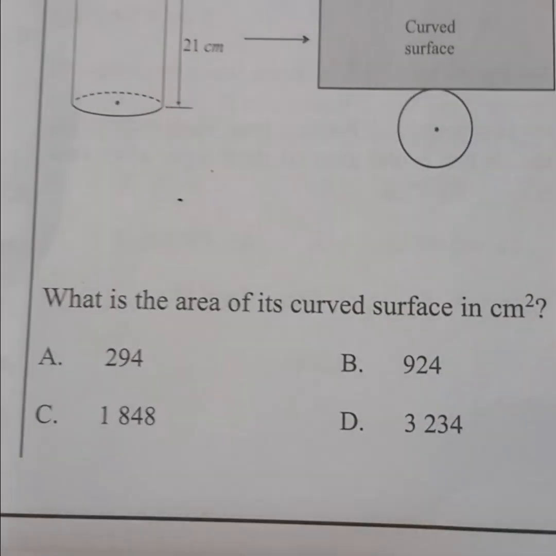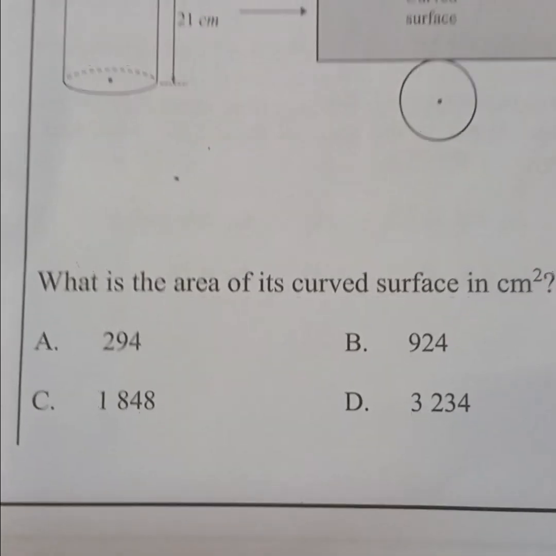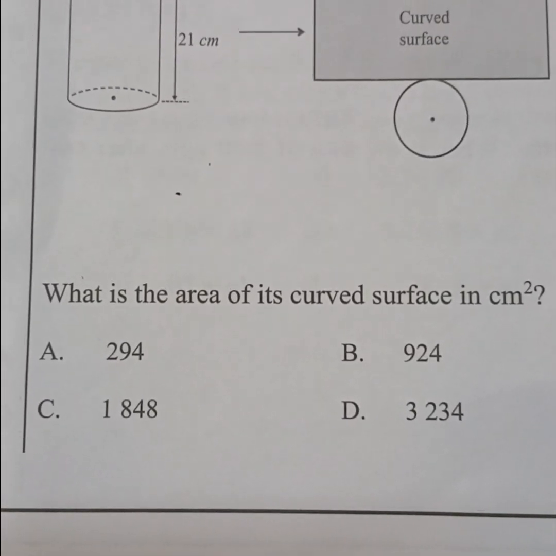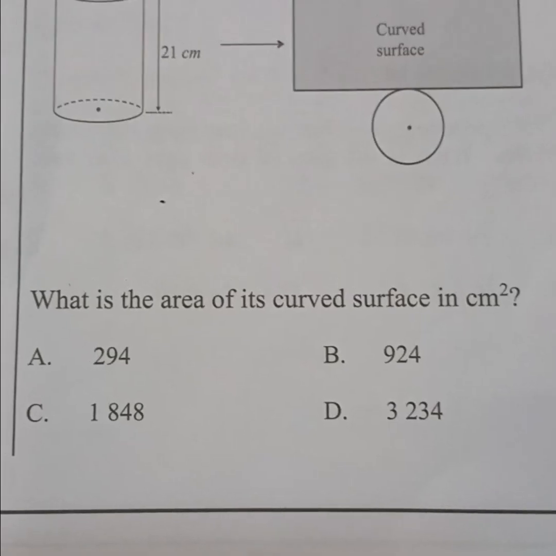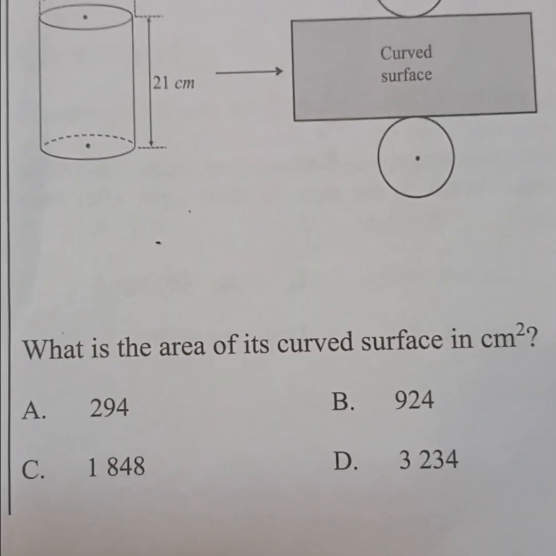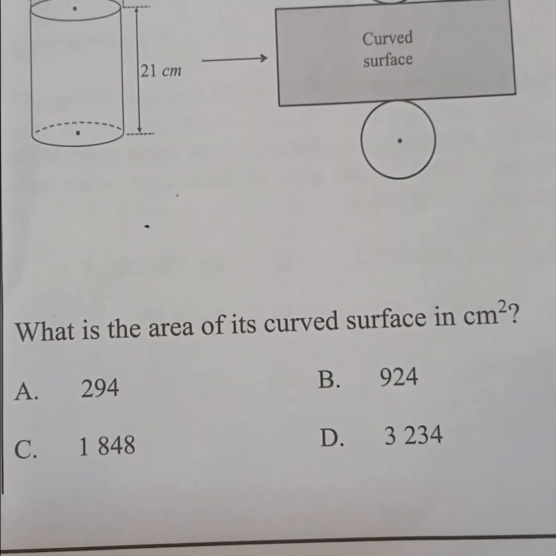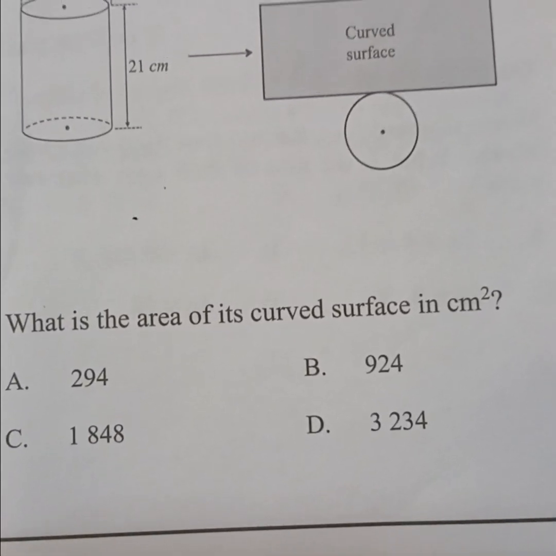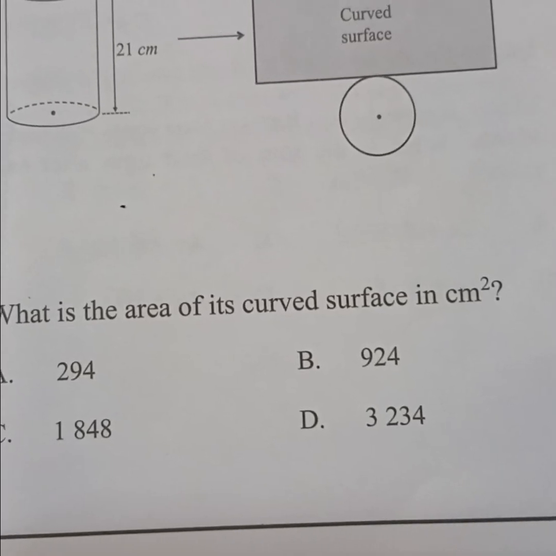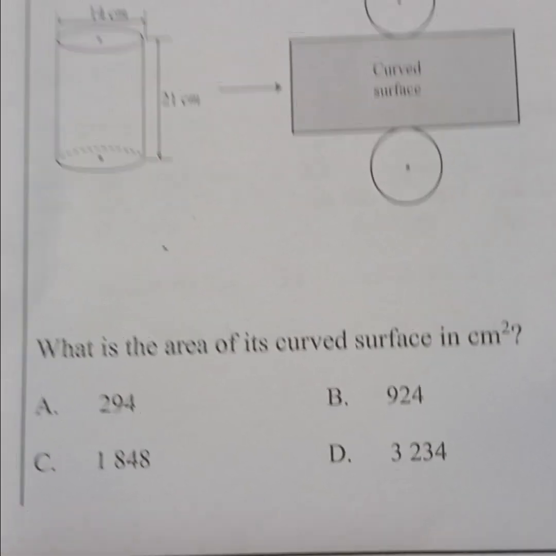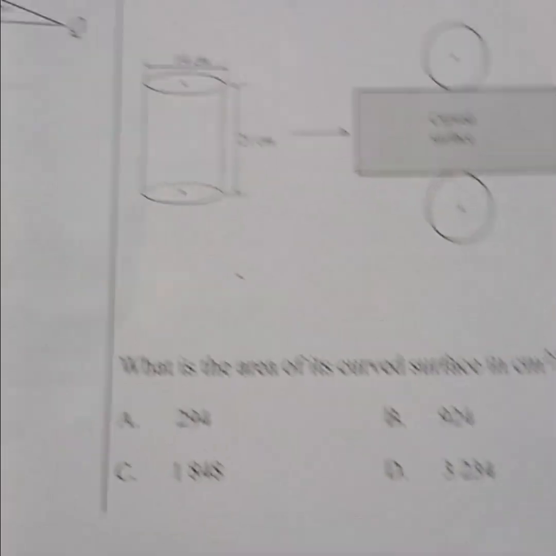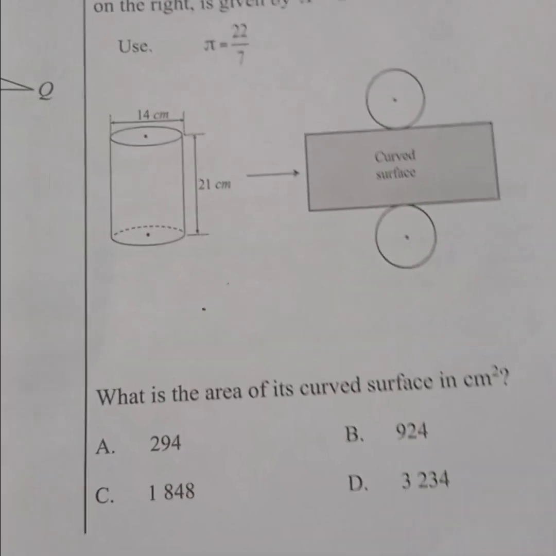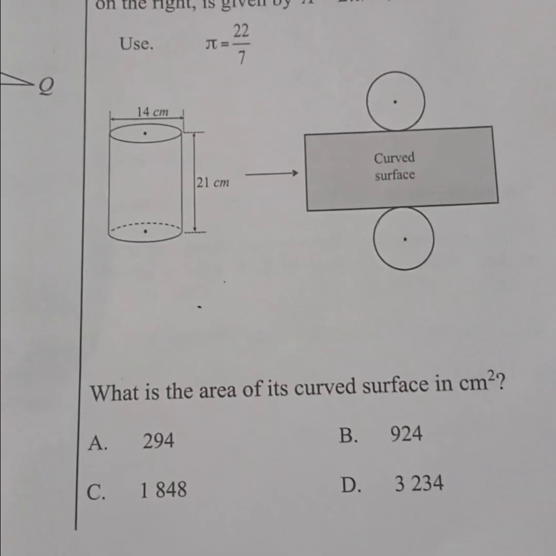Checking out the options given, well, our answer is B, 924. If they do not write the unit cm squared on the answer sheet, please, you must write the unit yourself. Okay, that brings us to the end of prisms and volumes.